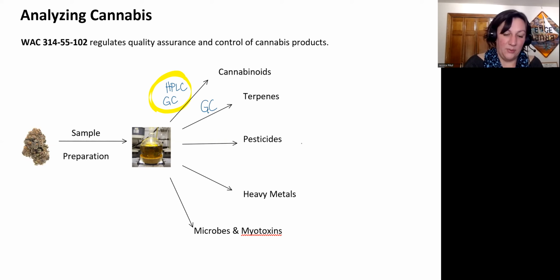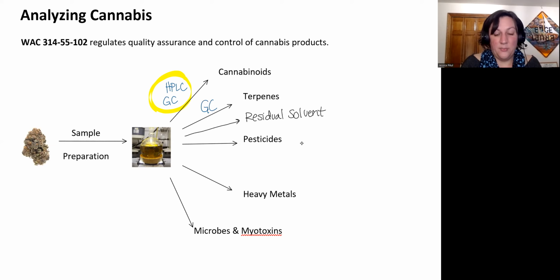And I realized while I'm looking at this, I forgot one. Residual solvent. This is less applicable to flowers, but very applicable to cannabis concentrate products. So residual solvent is something that is also very volatile. So gas chromatography is going to be the best way to determine if you have any butane around, or carbon dioxide, or ethanol.